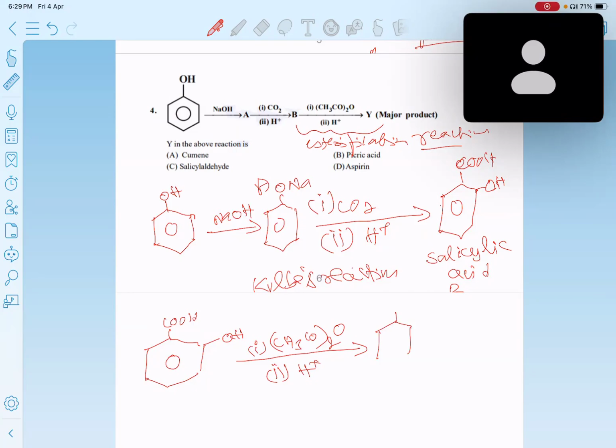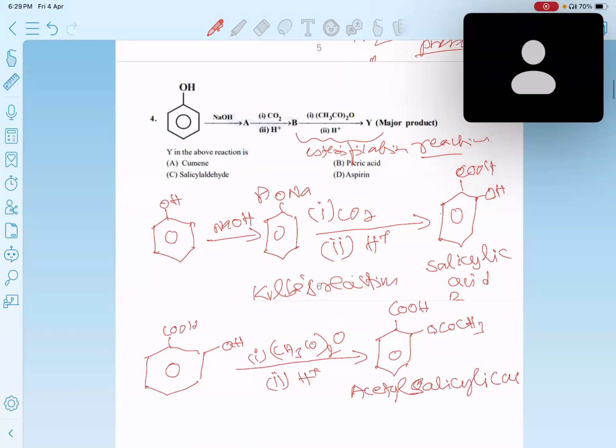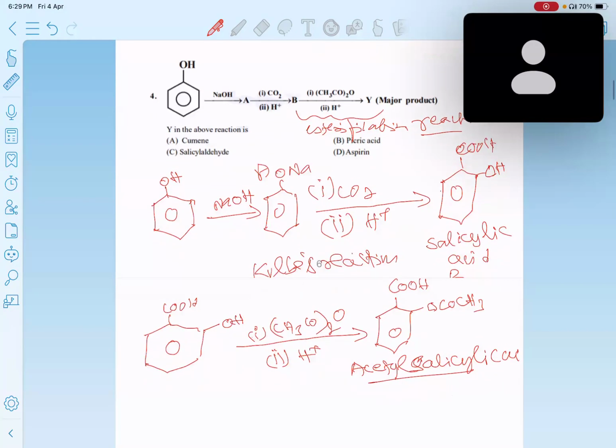The product is acetyl salicylic acid. This is what we call acetyl salicylic acid. Another name of acetyl salicylic acid is aspirin. It's an important drug used as an analgesic. So this is the major product, acetyl salicylic acid. Another name of acetyl salicylic acid is aspirin.